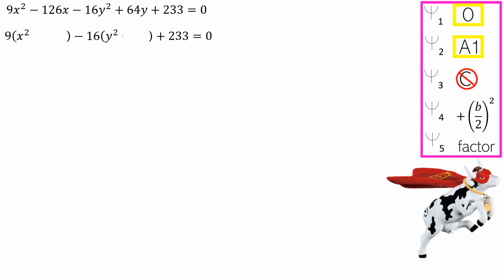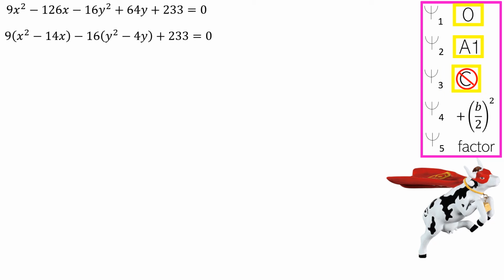Now, of course, 9 times x squared is 9x squared, but what is going to make the negative 126x? Well, I need 9 times 14 for 126. So I'll have a negative 14x there. How do I get a positive 64y? Well, negative 16 times negative 4 makes a positive 64. Right, as usual, I have to be very careful with my positive and negative signs.